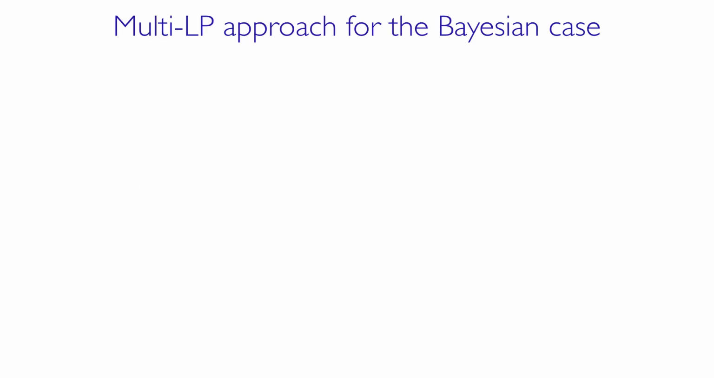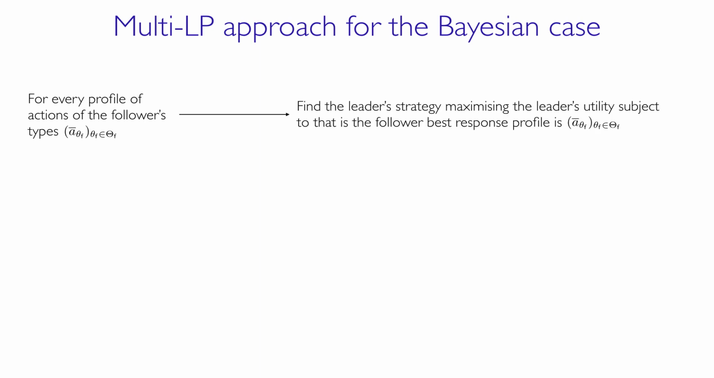We can adopt a multi-LP approach as in the non-Bayesian case. The extension of the previous result to the Bayesian case is straightforward. We enumerate all the possible profiles of actions of the types of the follower. For every profile, we find the best strategy of the leader maximizing her expected utility, subject to the constraint that every action in the given profile of actions of the follower's type is a best response for the corresponding type.